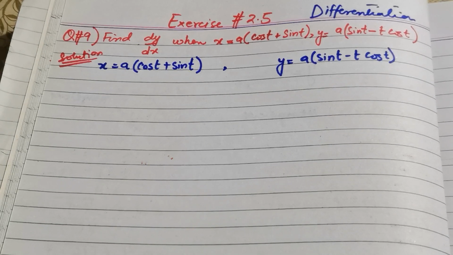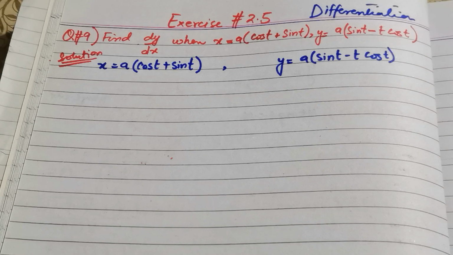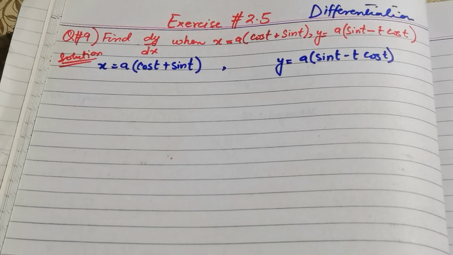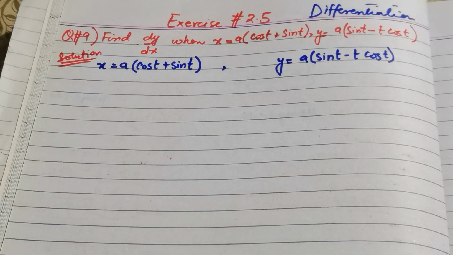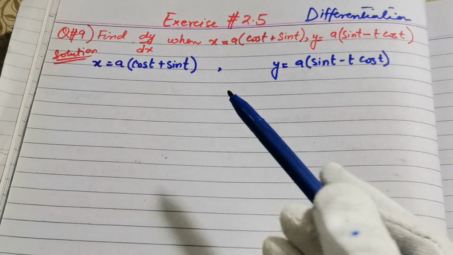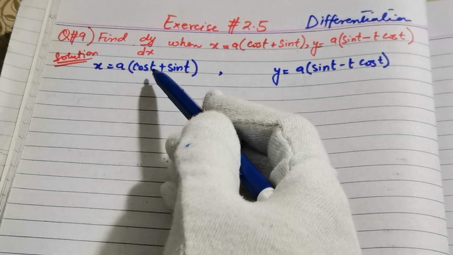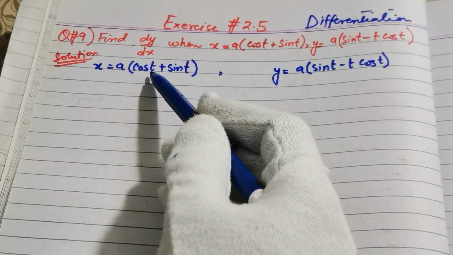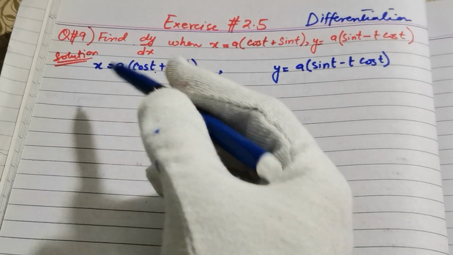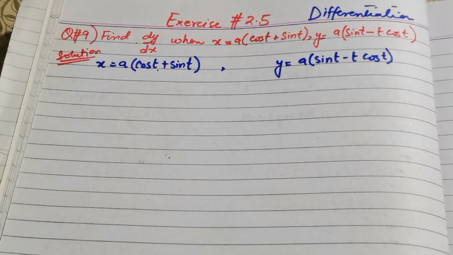Today I'm gonna teach you question number 9, exercise 2.5 differentiation. Find dy by dx when x is equal to this term and y is equal to this term. It means basically we want to find dy by dx, the derivative of y with respect to x. So this is our question, and x is equal to this term. On the right side we can see that the variable is t, so we'll differentiate with respect to t.